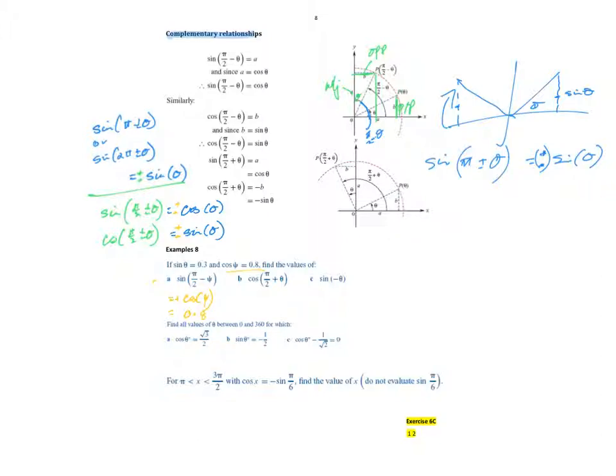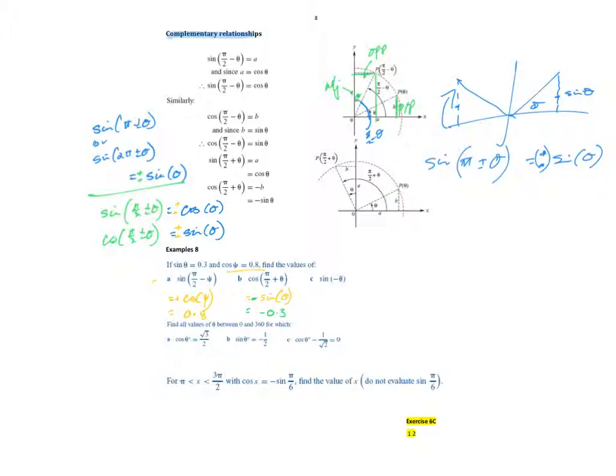Cos pi on 2 plus theta. So cos of pi on 2 plus theta, now that's equal to sine of theta. Now let's think about it: pi on 2 plus theta is the second quadrant. Cos is negative there, so I should get a negative answer. So it needs to be a negative here, okay? And so then that'll be equal to negative sine of theta, which is negative 0.3.